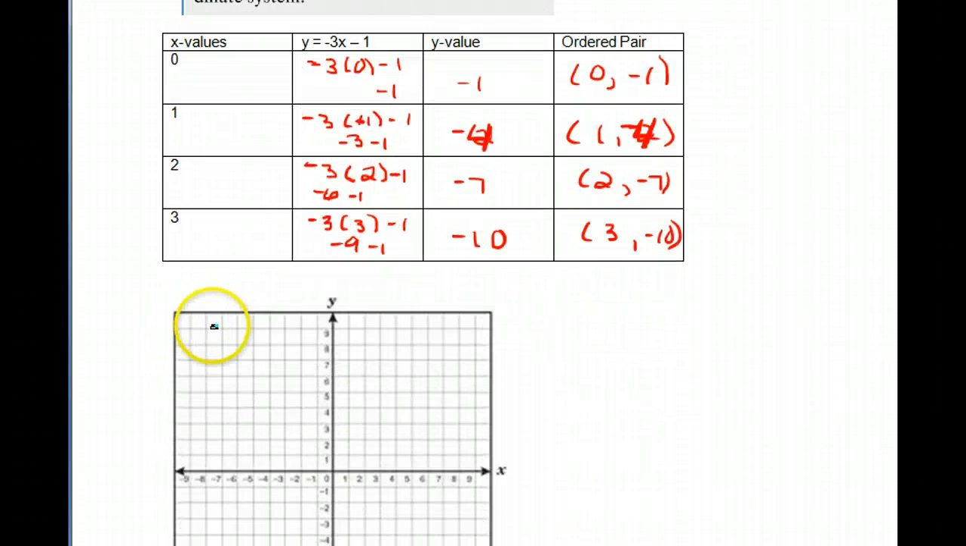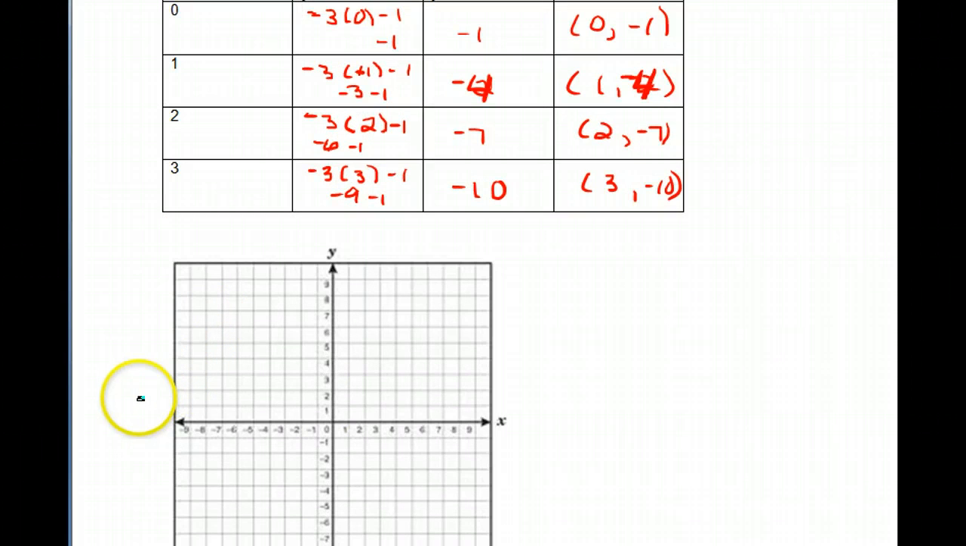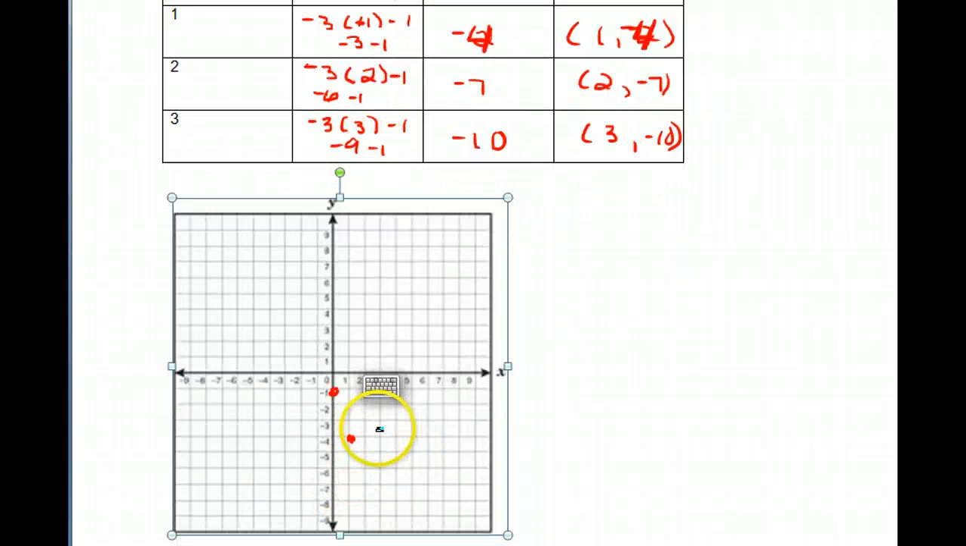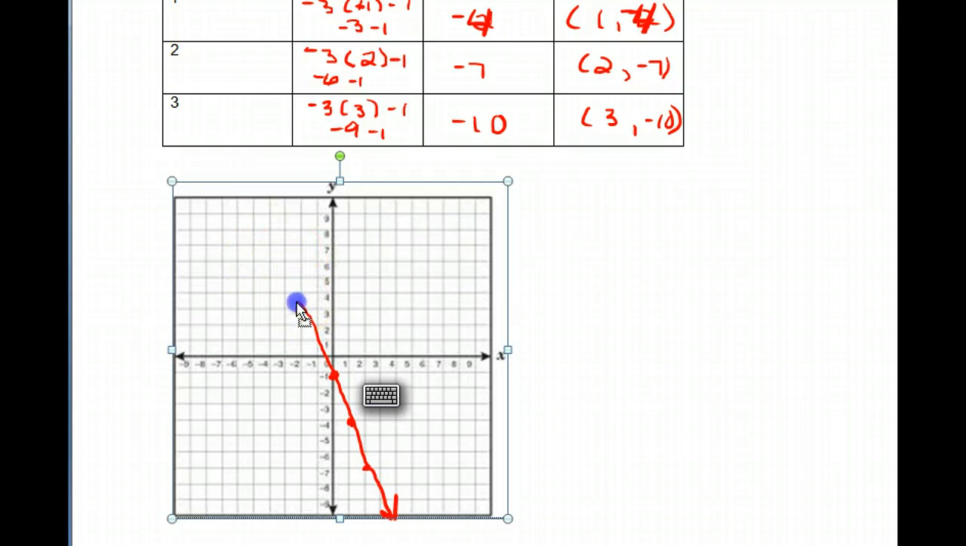And then we want to graph our ordered pairs. So we have 0, negative 1. We have 1, negative 4. We have 2, negative 7. And we have 3, negative 10. Once you verify that your points are all in a straight line, you're going to go ahead and graph them and put the arrowheads on each side.